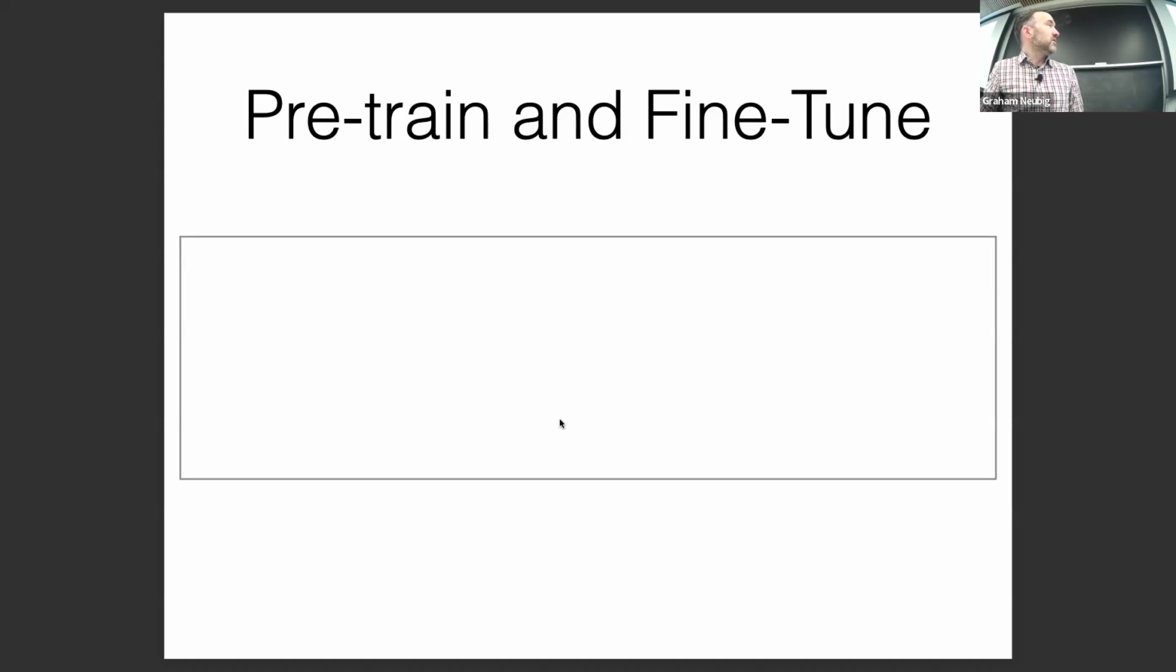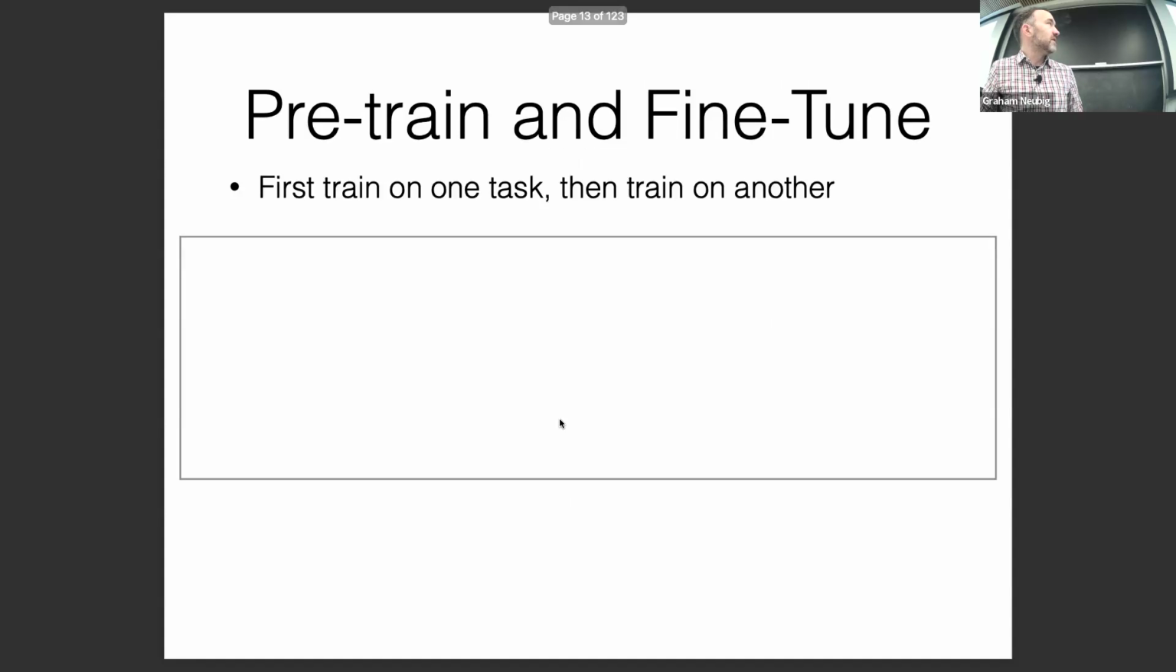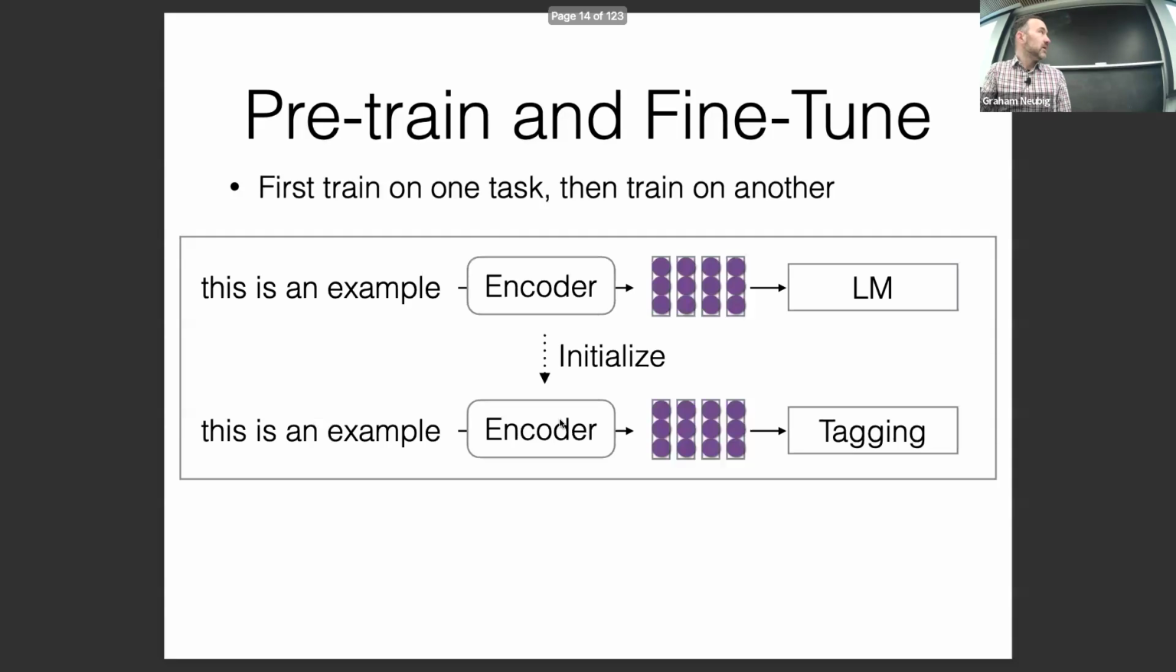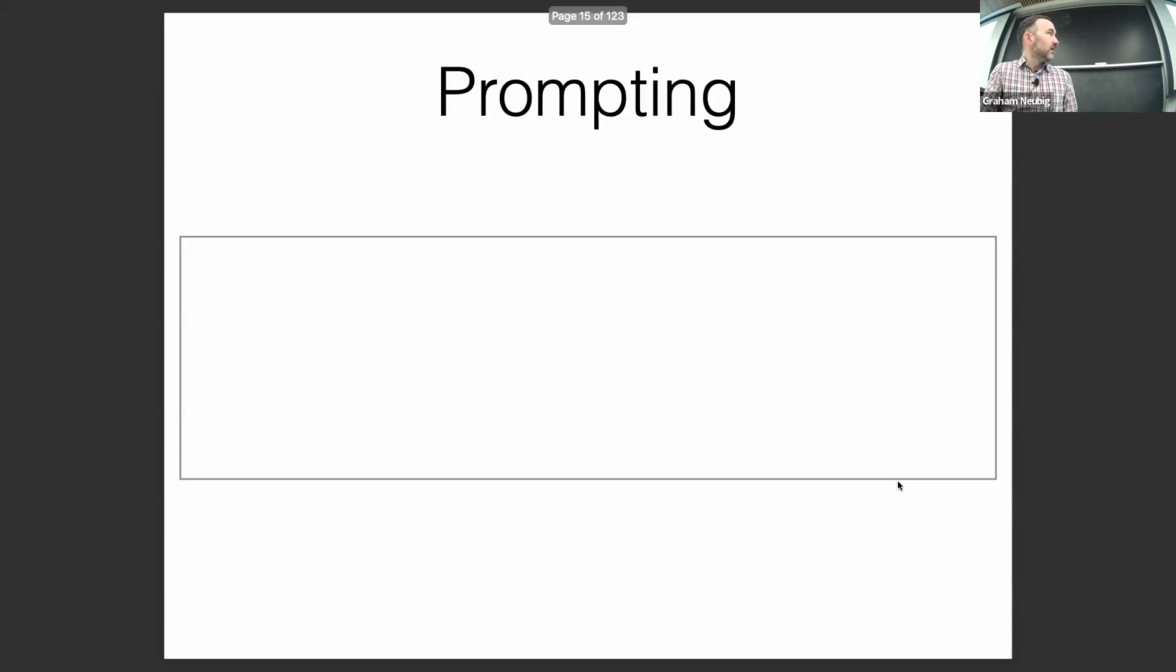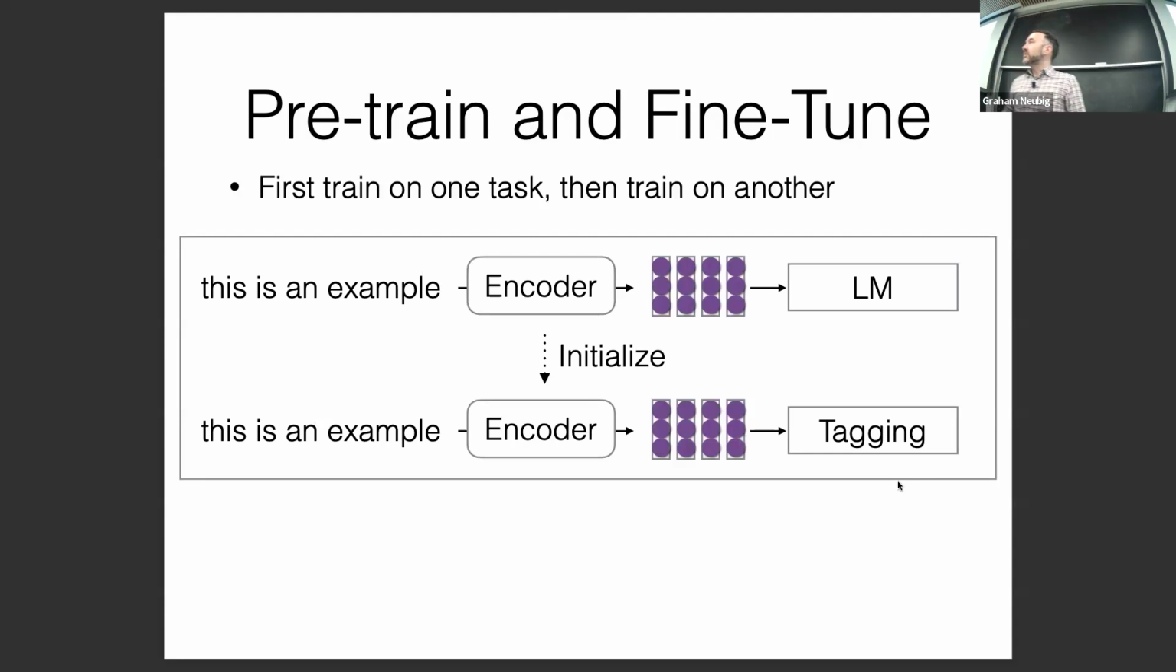Cool. So separately from this, pre-train and fine-tune. In pre-train and fine-tune, you first train on one task and then on another. The way this works is you first train, for example, a language modeling objective. And then after you're done training the language modeling objective, you train on something else like tagging. There are several reasons why you might want to do this.